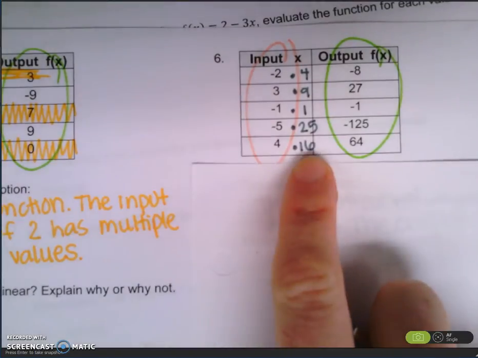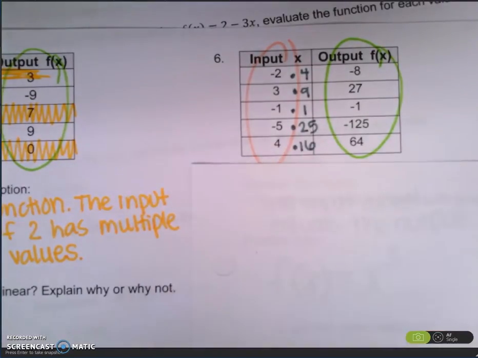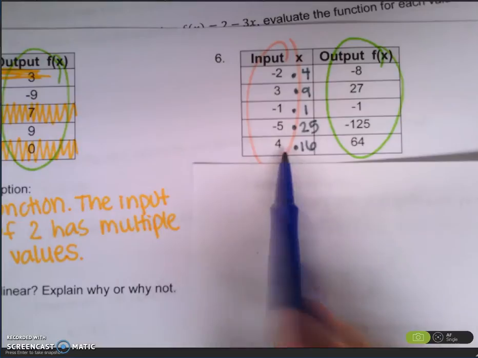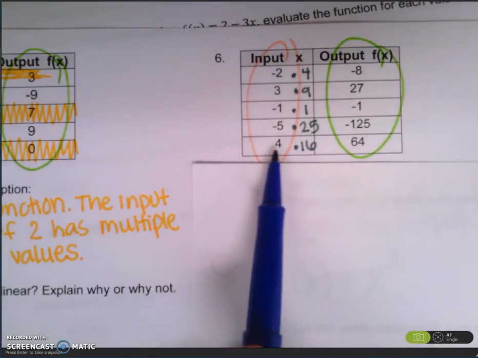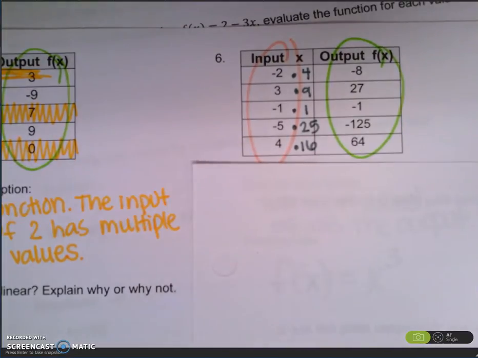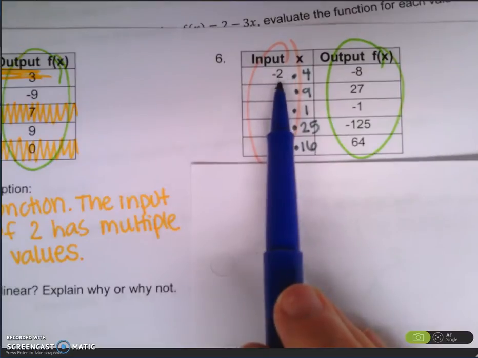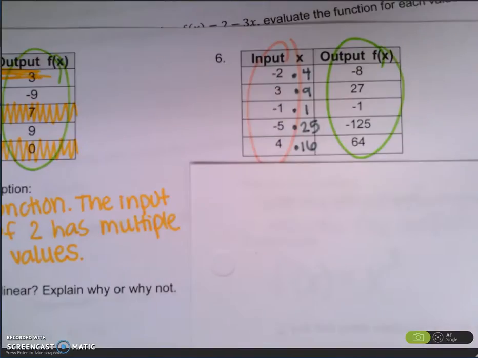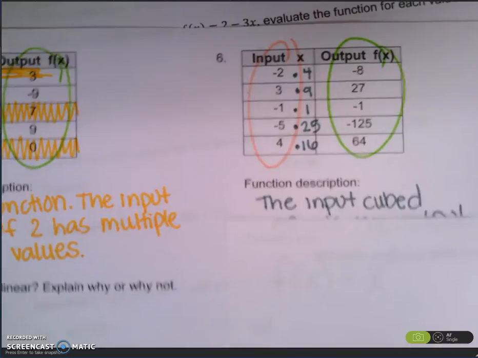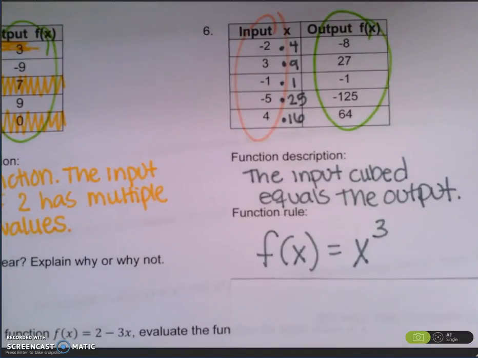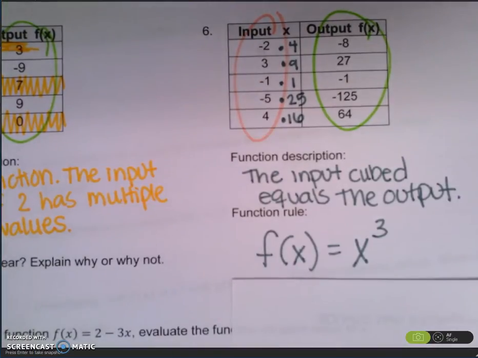How are these numbers related to the number I'm multiplying by? Well, to go from 4 to 16, I have to multiply 4 by itself. So to go from 4 to 64, I multiply 4 by itself 3 times. Same thing for -2 to -8. I multiply -2 times -2 times -2. Looking at that, I said the input cubed equals the output. Cubed means I multiply that number by itself 3 times.